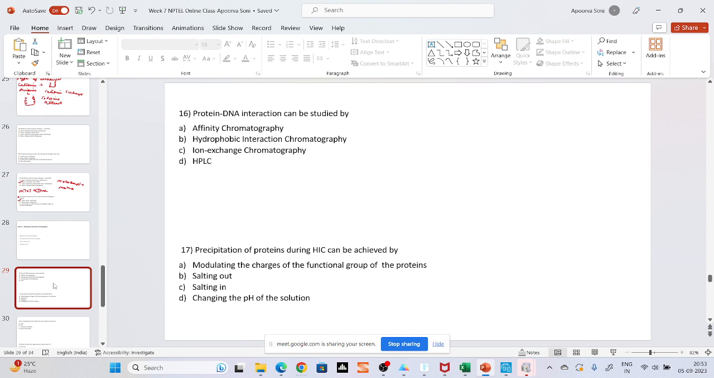Now we'll come to the questions. First question: protein DNA interaction can be studied by, quickly, ion exchange chromatography. Ion exchange chromatography, yes. Precipitation of proteins during HIC, that means hydrophobic interaction chromatography, can be achieved by salting in, salting out, or changing the pH. What is the answer? Salting out. Salting out. Correct.